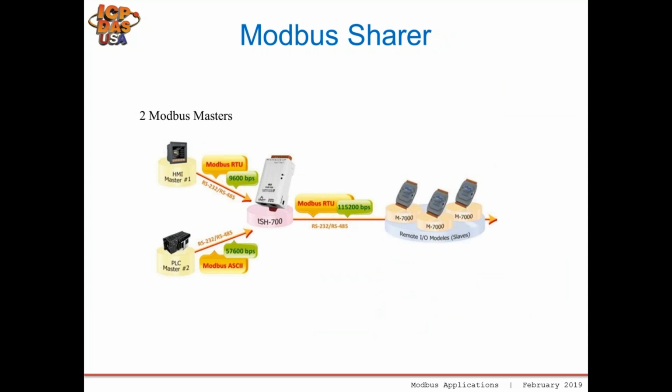Here's the example with two Modbus RTU masters. So connected to COM1 and COM2 would be two different Modbus RTU master devices. They can be the same parity and communication parameters or different, and you can communicate to the same set of Modbus RTU devices along the RS-485 bus. This would be our TSH735 in this case, with all three ports being RS-485. We also have a few different communication combinations if you have RS-232 instead of RS-485 on one of the buses.